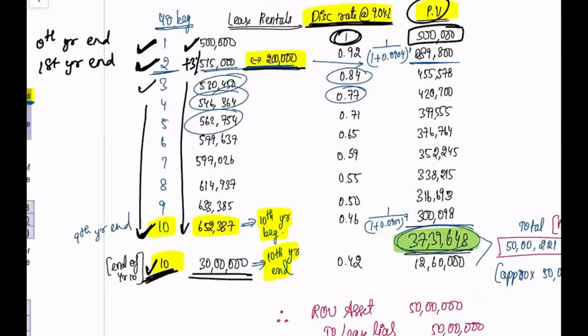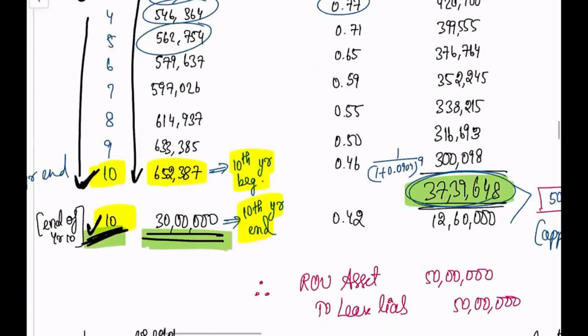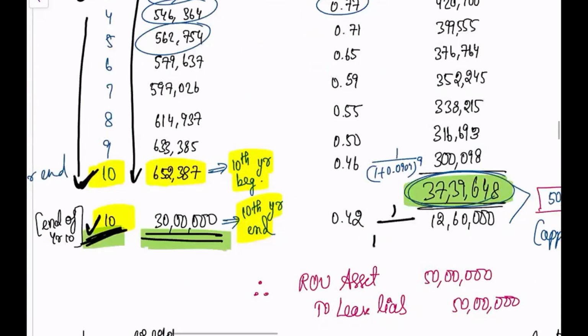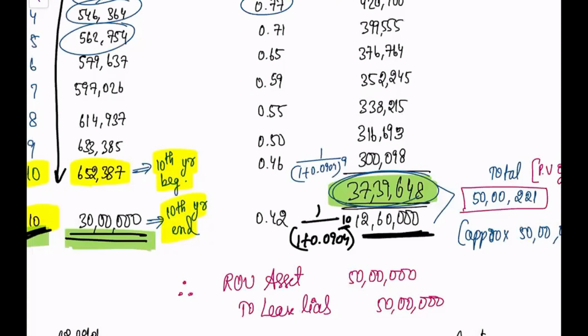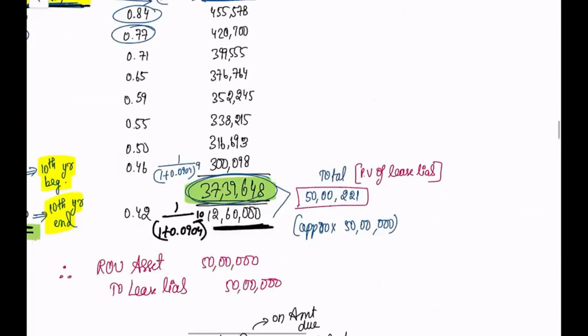At the year end, 30 lakh rupees, you have to find out what is the present value as on today. For 30 lakh, you're going to pay at the year end 10. So nothing but 1 plus 0.0904, this is paid at 10th year end only, so to the power 10. Whatever year end it is, that will go to your power. So for the 10th year end, if you multiply, you'll get 12 lakh 60 as the present value for that. So the total present value of lease payments is 50 lakh 221, or you can approximately say 50 lakh is your present value of lease liability.